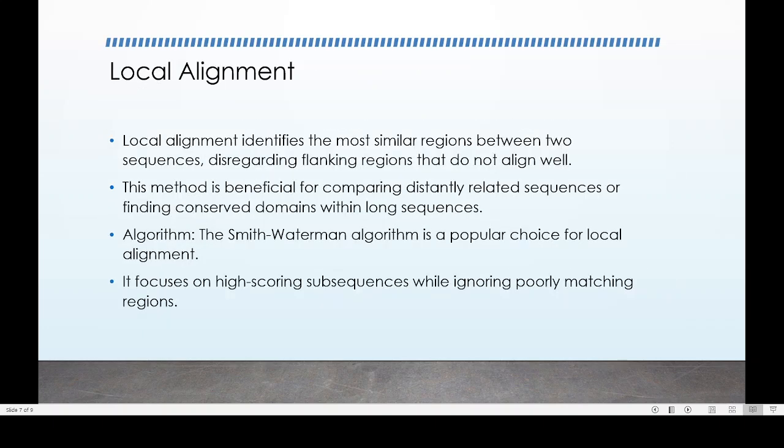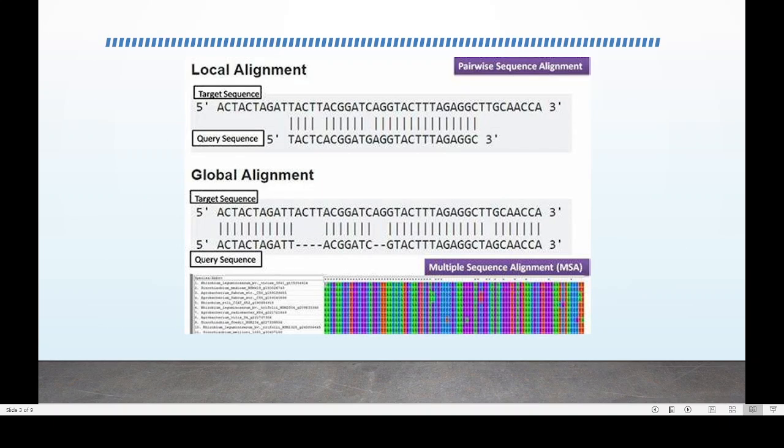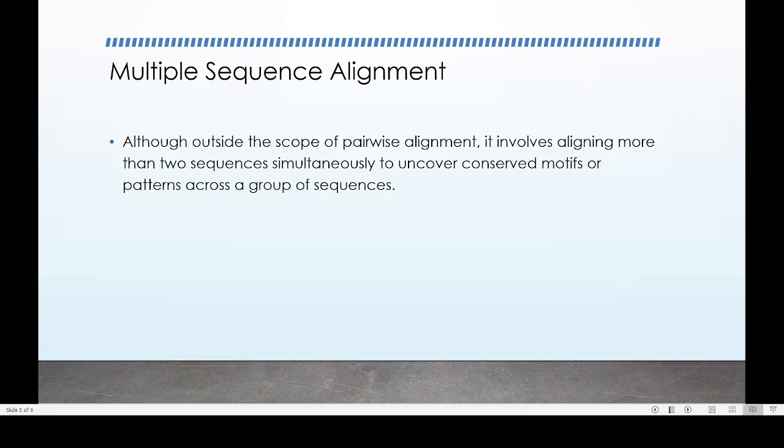Then another is local alignment, which identifies the most similar regions between 2 sequences, disregarding flanking regions that do not align well. Flanking means bordering regions. So here you can see that this is the local alignment. We are not bothered about these 2 portions. We are simply skipping or disregarding that region. We are only matching or aligning where there is maximum similarity.